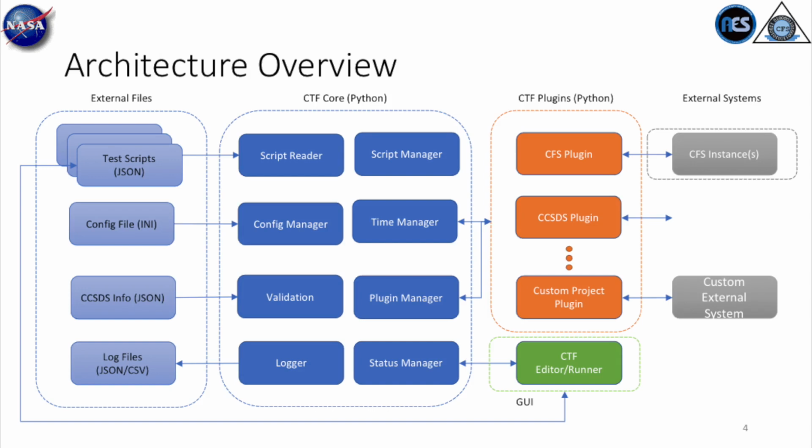The architecture shown here describes the different components used within the CTF framework. At the input level, CTF receives test scripts, which are in JSON, configuration files, and additional inputs used by plugins to interact with other external systems. The CTF core contains the components that provide core functionality for the framework. This includes, for instance, the plugin manager that is in charge of loading and managing plugins for CTF.